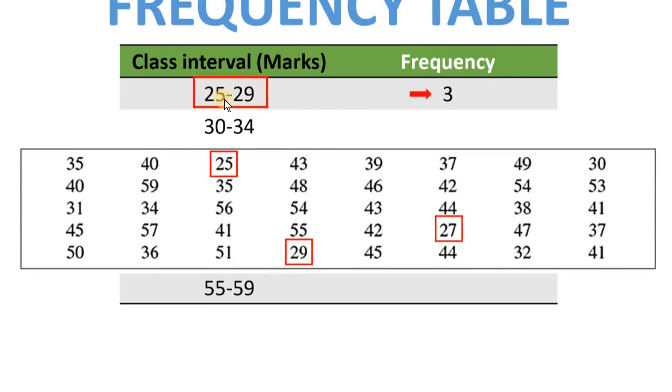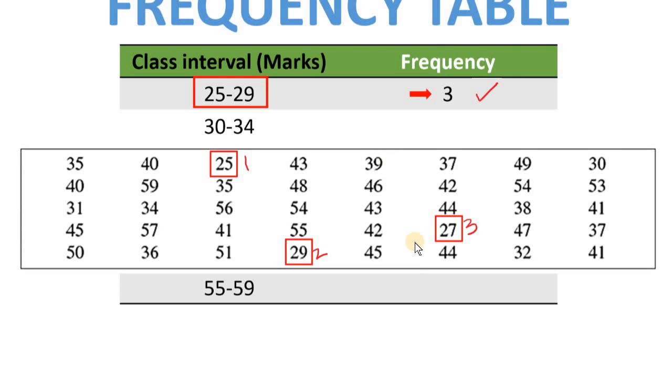Just now I said 25 until 29. So we take the numbers between 25 and 29. I count from the whole data, trying to find how many numbers are between 25 and 29. I get 1, 2 and 3. So the frequency for the first class interval is 3.